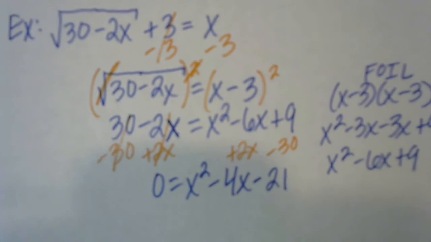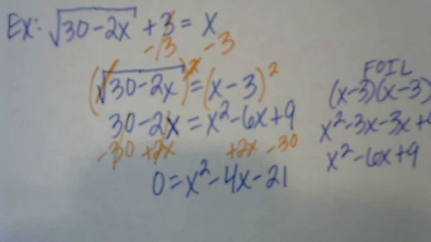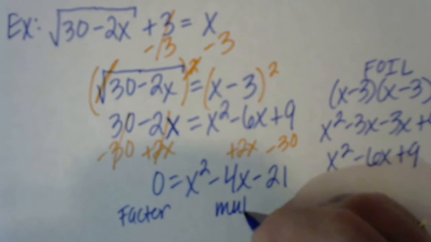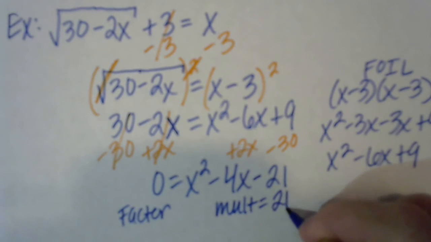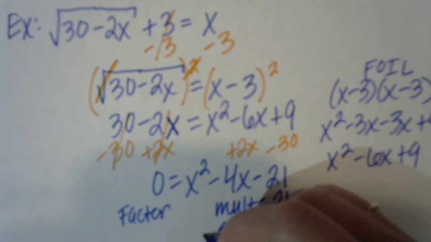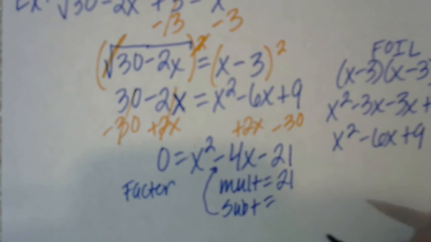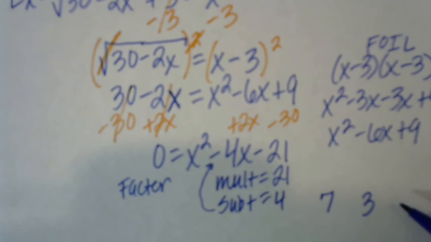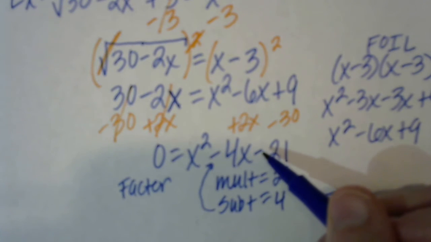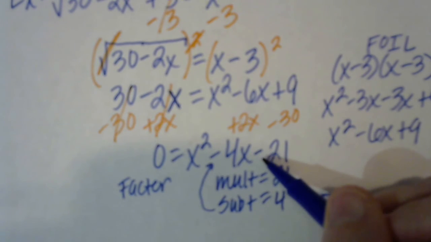Okay? So now we have a similar situation to the last problem. I need to get these two answers. I need to factor this. So I need to know what multiplies to give me 21. And you guys know that I do this subtract thing whenever this is a negative. So subtract to give me 4. So that's 7 and 3. But I know that whenever this is subtraction, the negative 21, I have one of each sign in my answer.